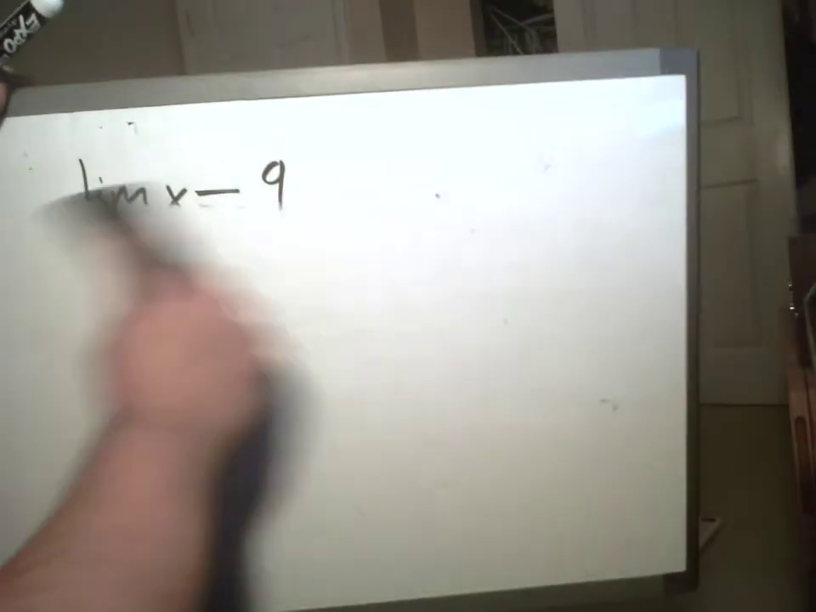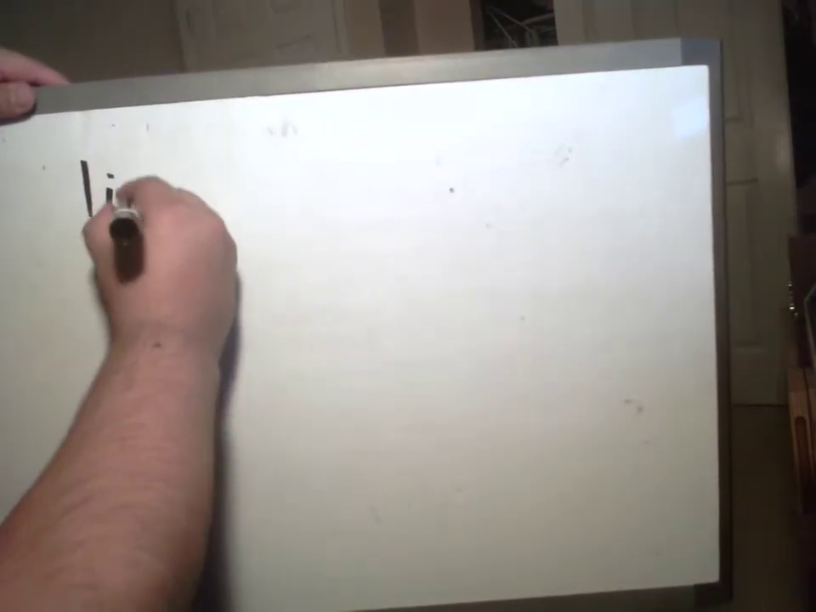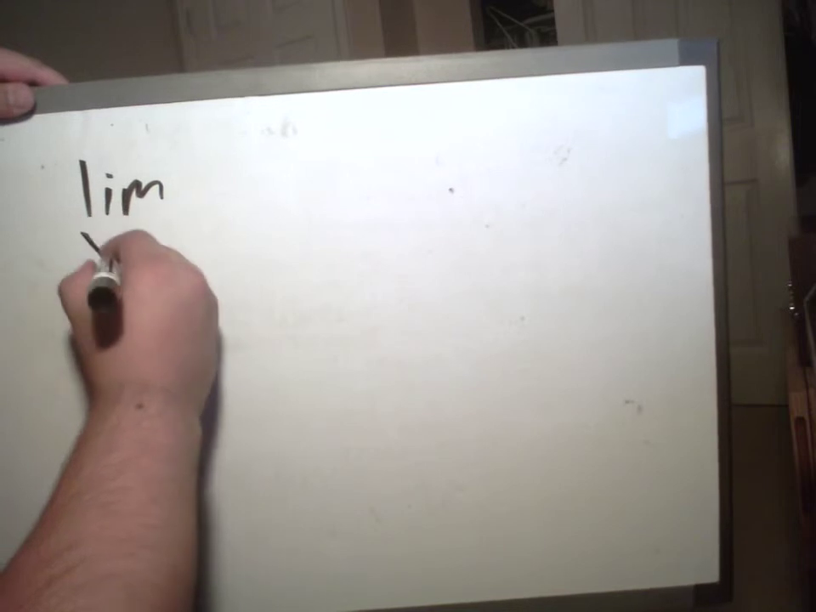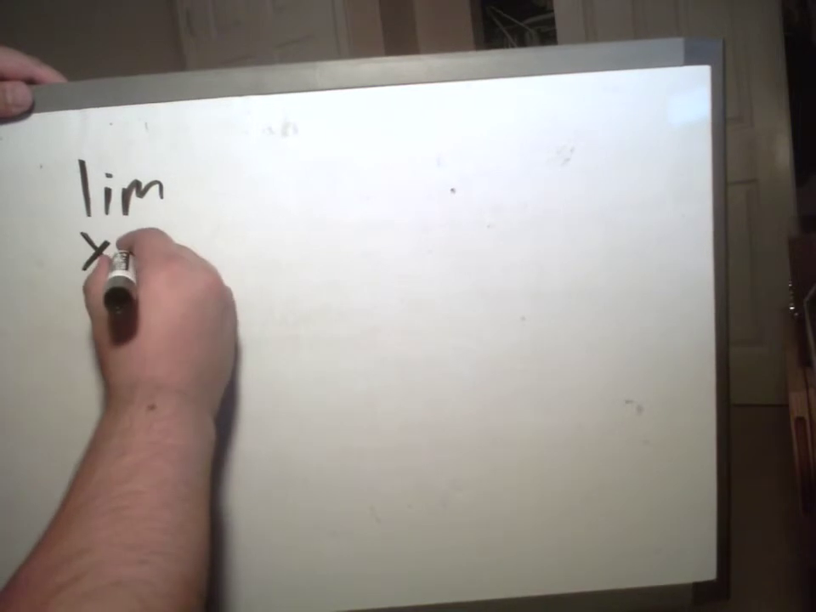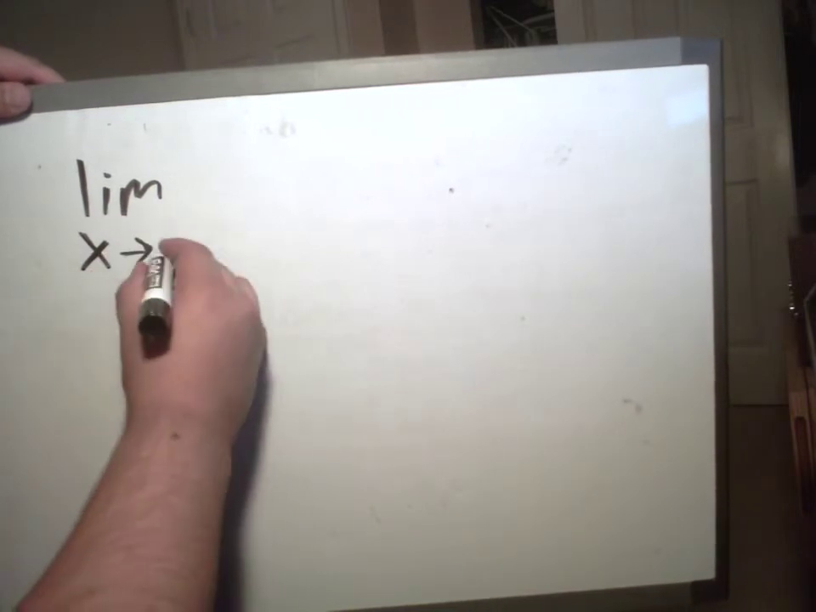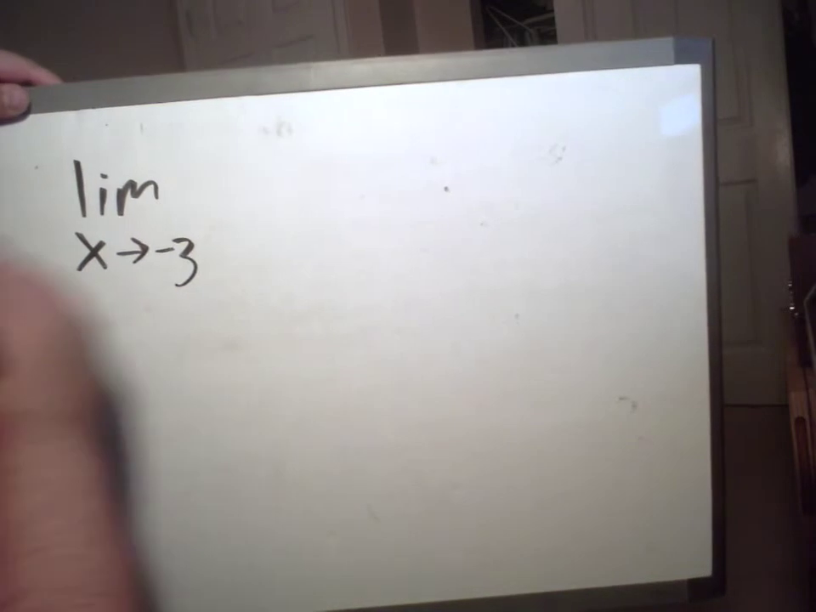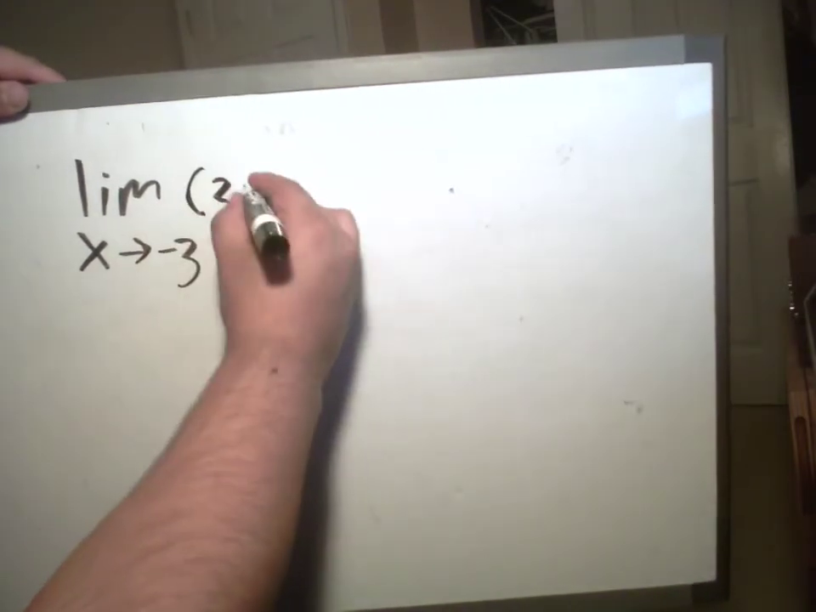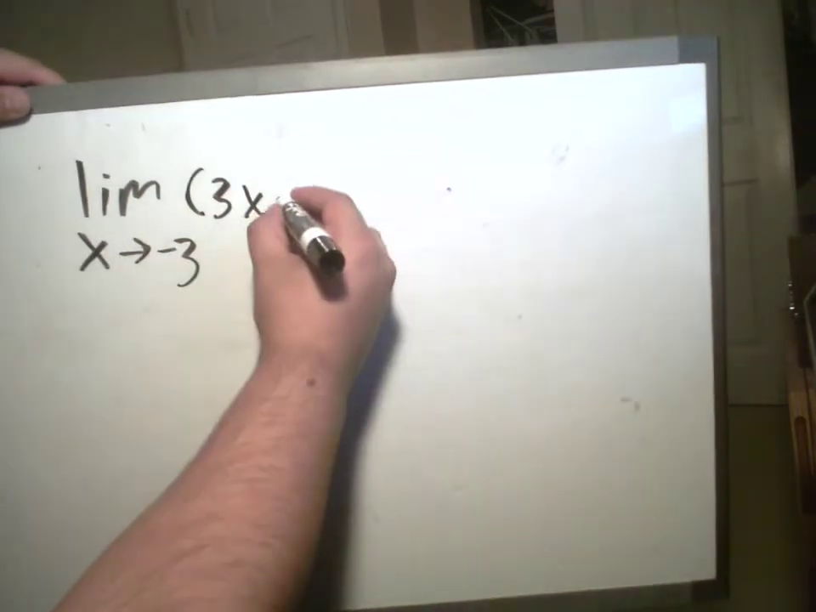So the second one is going to be a little bit tougher, but it will make sure we know our distribution laws. It's going to be the limit as x goes to minus 3 of 3x plus 4.